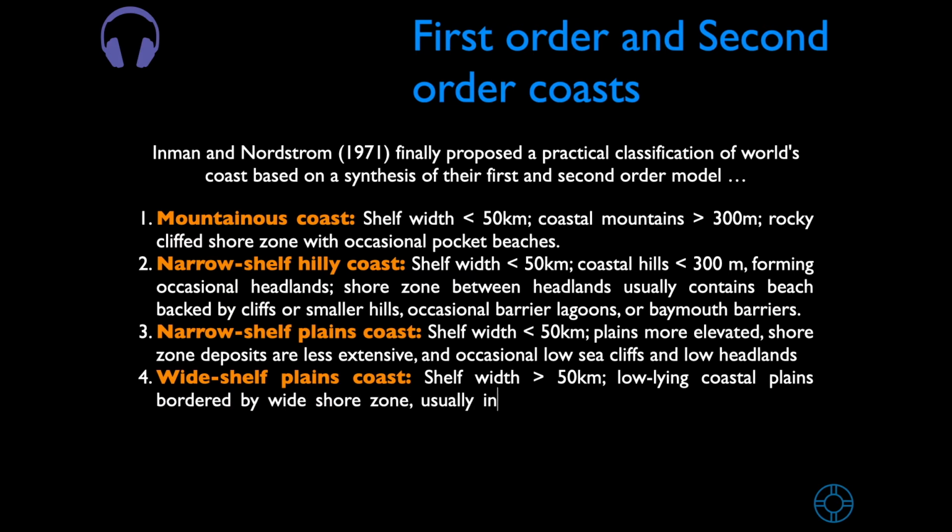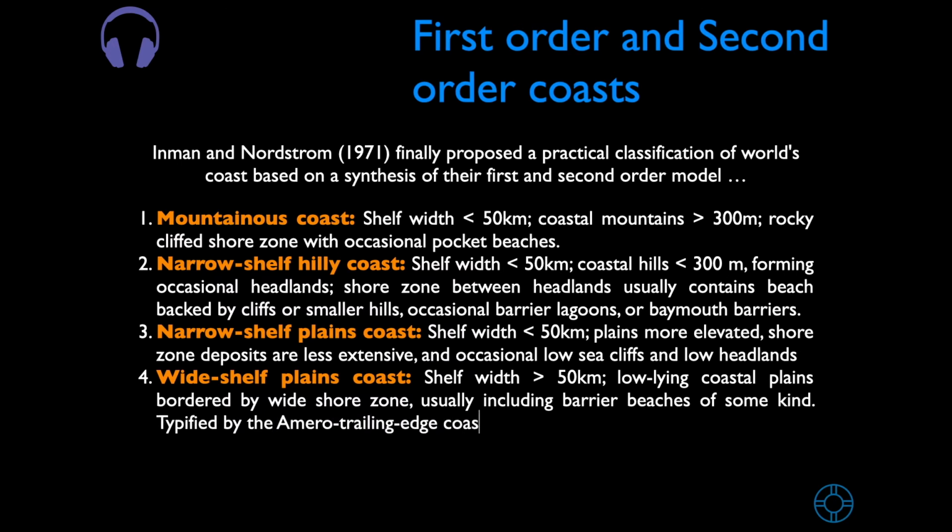The third one are the narrow shelf plains coast. The shelf width is also below 50 kilometers. Plains more elevated, shore zone deposits are less extensive, and there are occasional low sea cliffs and low headlands.